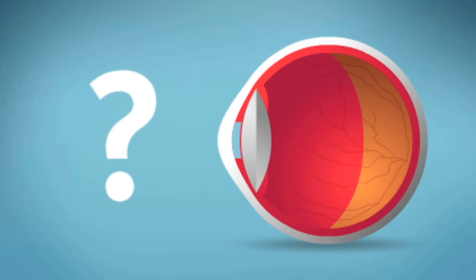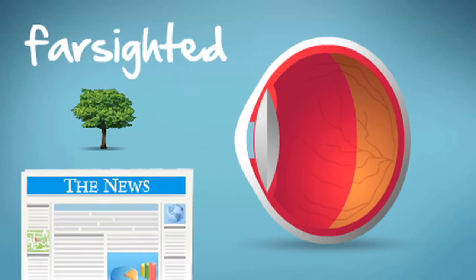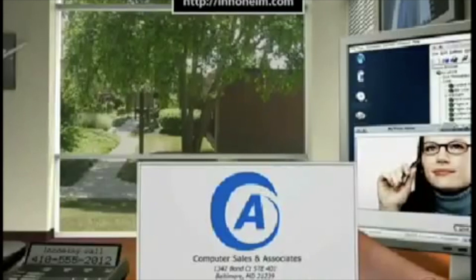Hyperopia is also called farsightedness, meaning that you can see objects that are far from you, but seeing objects up close is difficult. This is the opposite of myopia.